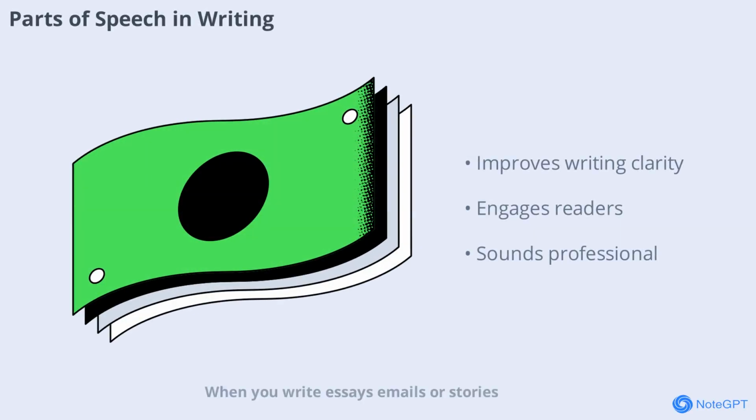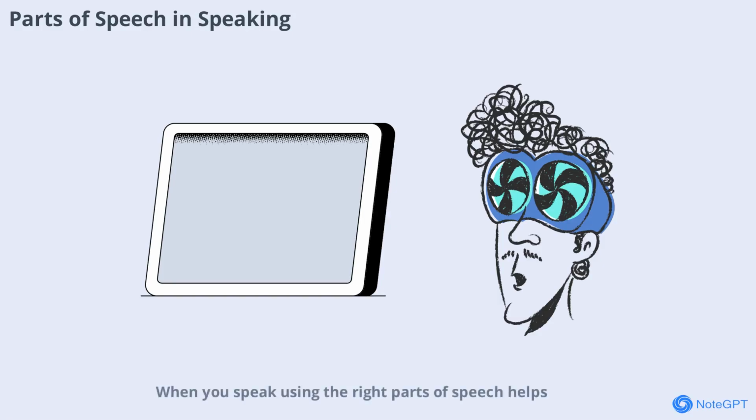When you write essays, emails, or stories, using the right parts of speech makes your writing clearer and more engaging. Readers will understand your ideas better and your writing will sound more professional. When you speak, using the right parts of speech helps you express your thoughts clearly and confidently. It also helps your listener follow your ideas easily, making conversations smoother and more enjoyable.